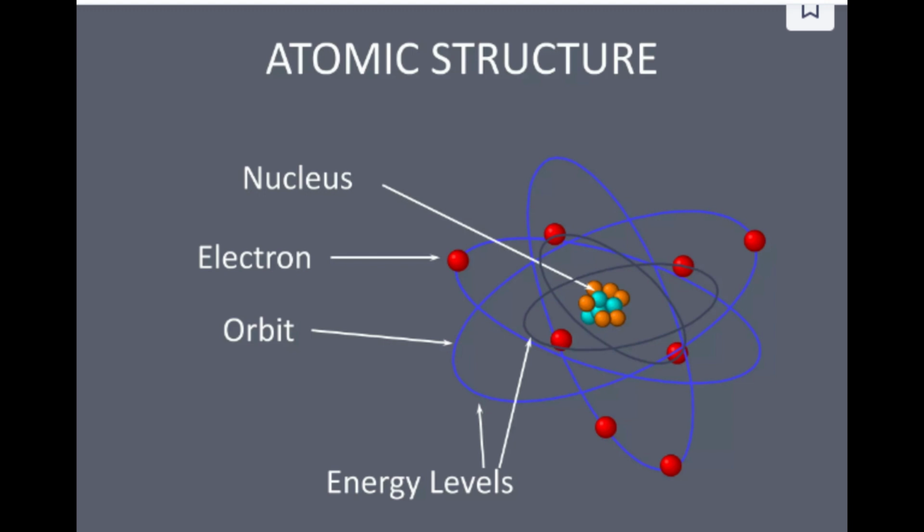So the magnitude of the positive charge on an atom is equal to the magnitude of the negative charge. They cancel out each other's effect and the atom is neutral as a whole.